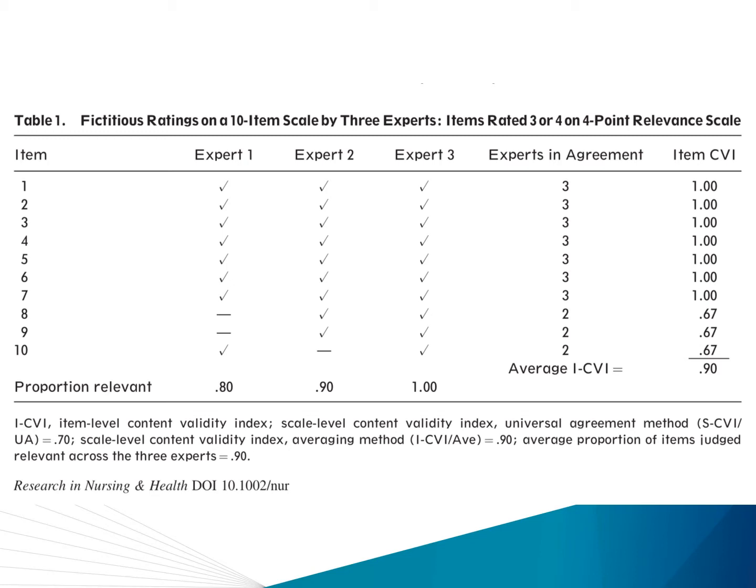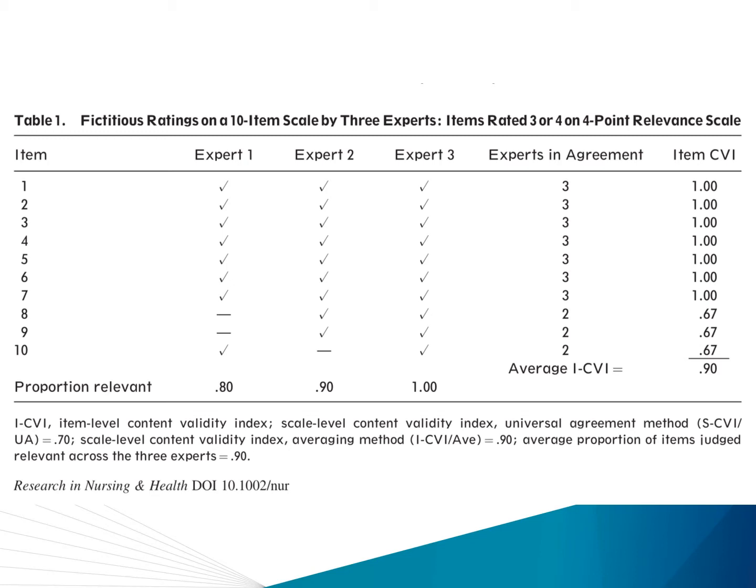So you can look at the proportion of the items, the proportion of the experts that agree. Then you can look at the experts in agreement, and you can see for items 1 to 7 that they're in perfect agreement. For the rest, they're not. Then you can calculate the item CVI, and of course it's 1 where the agreement is universal, and below that where it's not. That actually suggests these are not very good items, as we've seen in the previous slide.